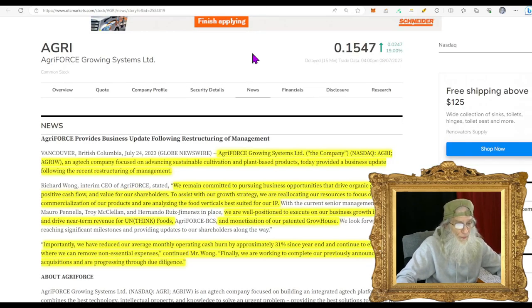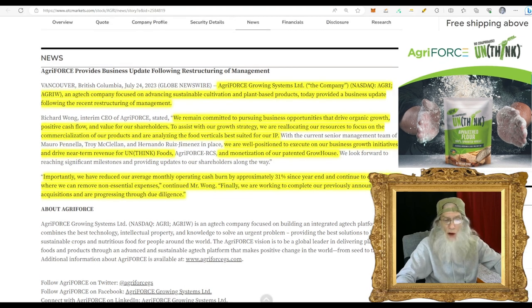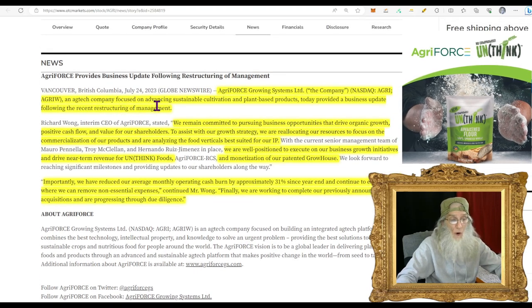Looking at that first piece of news, this came out July 24th. Agroforest Growing Systems, an ag tech company focused on advancing sustainable cultivation and plant-based products, today provided a business update following the recent restructuring of management. We remain committed to pursuing business opportunities that drive organic growth, positive cash flow, and value for our shareholders. To assist with our growth strategy, we are relocating our resources to focus on the commercialization of our products and are analyzing the food verticals best suited for our intellectual property. We are well positioned to execute on our business growth initiatives and drive near-term revenue for Unthink Foods and monetization of our patented grow house.